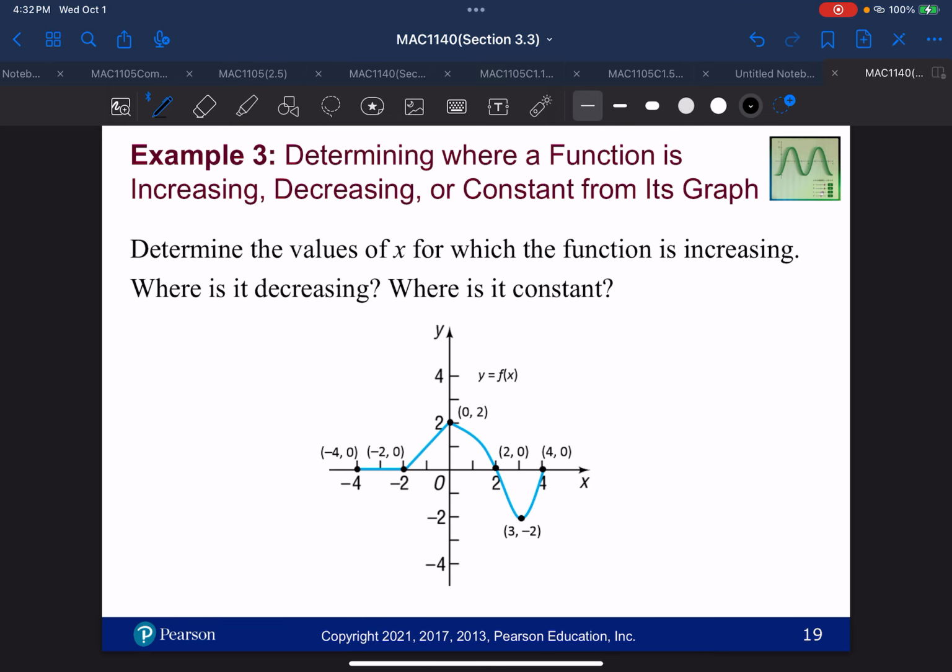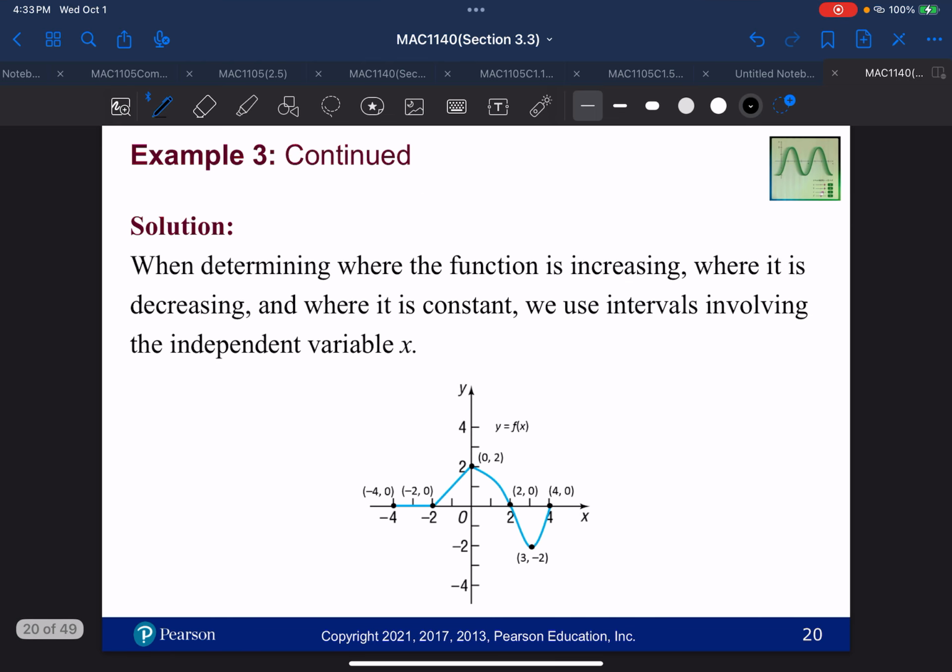Okay. So if we're given a graph and we're asked to determine the values of x for which the function is increasing, decreasing, or constant, then it's asking for the intervals of the x values for which it is increasing, decreasing, or constant. Okay, so that's what this slide says. We are looking for the intervals involving the independent variable x for which it is increasing or decreasing or constant. So let's start with constant.